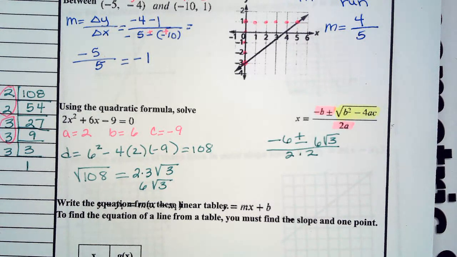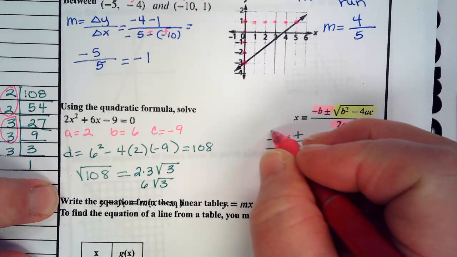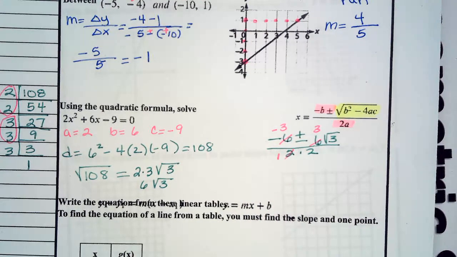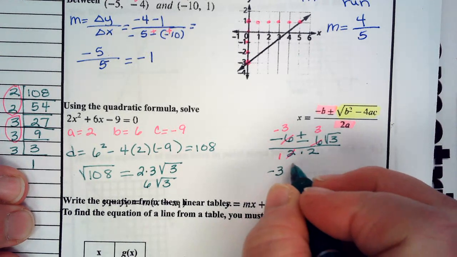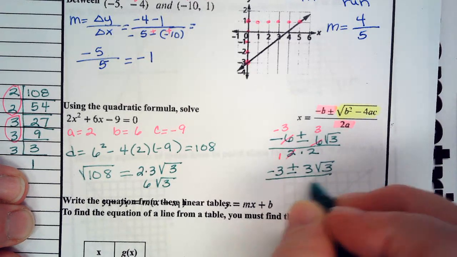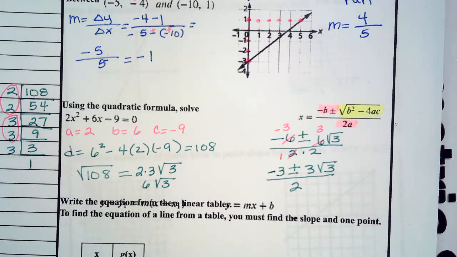Do I have any common factors? Yes, I can divide out 2. So 2 divided by 2 is 1. Negative 6 divided by 2 is negative 3. 6 divided by 2 is positive 3. Now let's wrap this up. Negative 3 plus or minus 3 square root of 3 divided by 2 is our answer. Because the square root of 3 is irrational, we can't go any further.